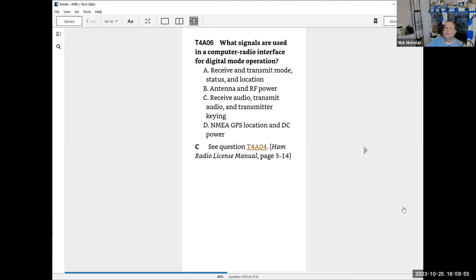What signals are used in a computer radio interface for digital modes of operations? Well, in order to hook up, and it was covered in the previous question, 2 questions back, you need to hook up any sort of computer interface for digital so that it's connected to receive audio, transmit audio, and transmitter keying, transmitter on and off.